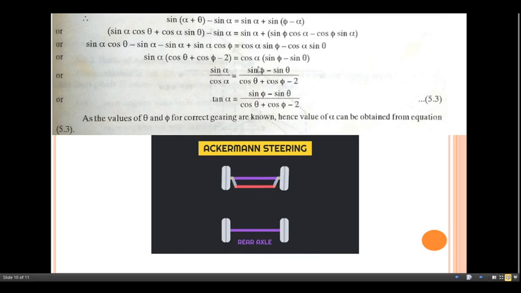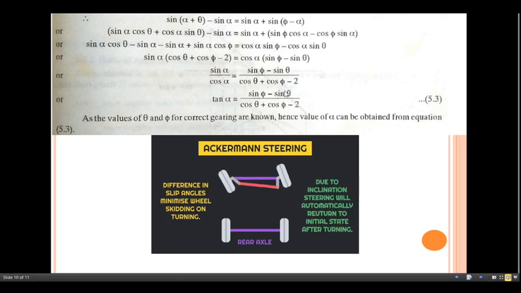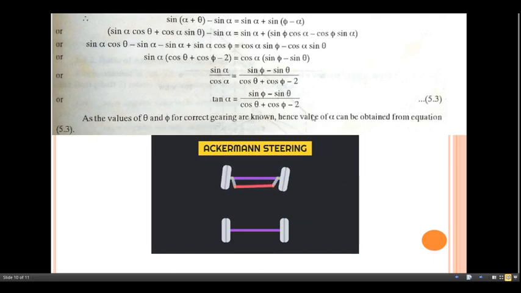Now what about the next one? Once we get the value for the sine of alpha and cos of alpha, our task is very easy. Sine of alpha divided by cos of alpha equals this term divided by this one. Sine of alpha divided by cos of alpha is nothing but the tan of alpha. Now this term will remain as it is. As the values of theta and phi for the correct steering gear are known, hence the value of alpha can be obtained from this equation.